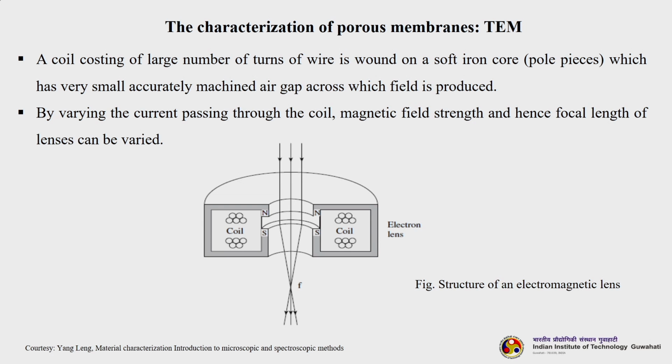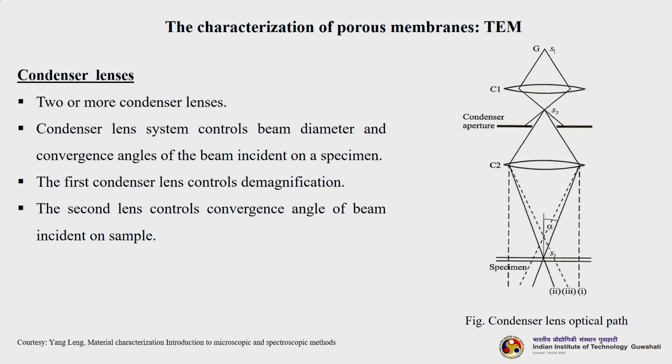Okay. So, this is an arrangement of the electromagnetic lens. Then the condenser lens. Now, 2 or more condenser lenses are present in an actual TEM. The condenser lens system controls the beam diameter and convergence angle of the beam incident on a particular specimen. The first condenser lens controls the demagnification. There are 2 condenser lenses, usually 2, which is the minimum. The second lens controls the convergence angle of the beam incident on the sample.